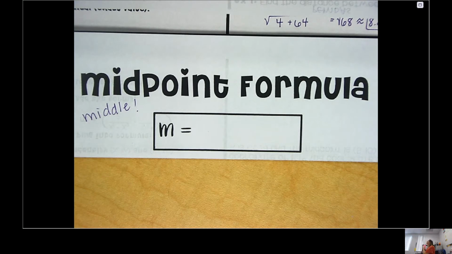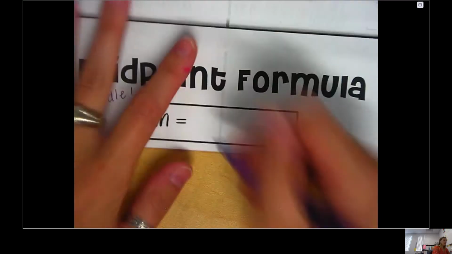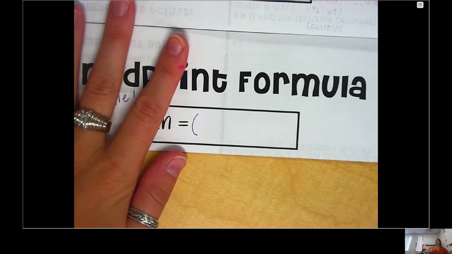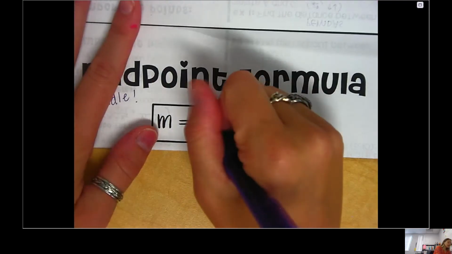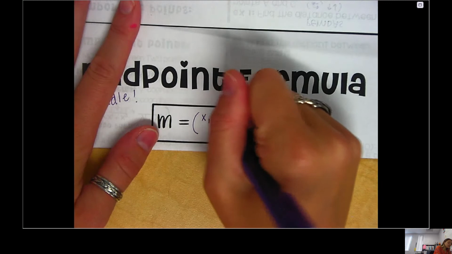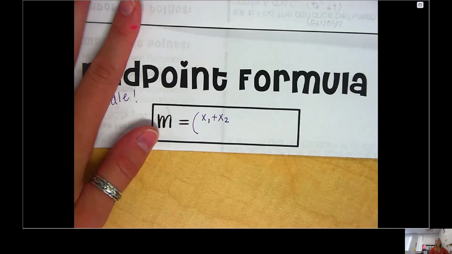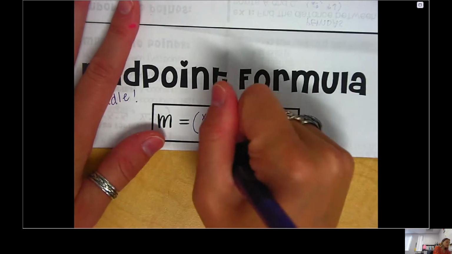Add your y's together, divide by 2. That's it. That's all you got to do. Super simple. Okay. So for our midpoint, you're going to get 2 different answers. You're going to get an x value and a y value. So you're going to take x1 plus x2 and then divide it by 2.